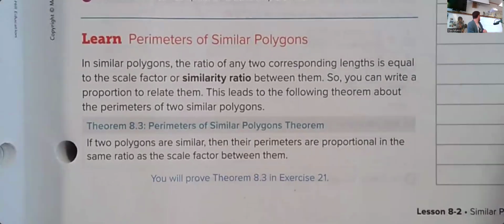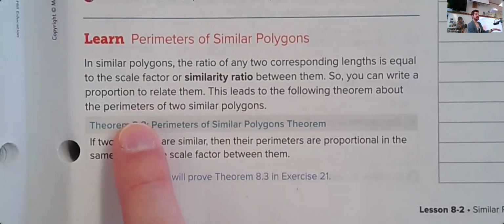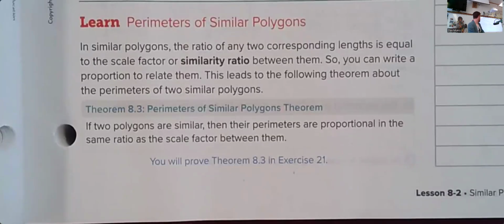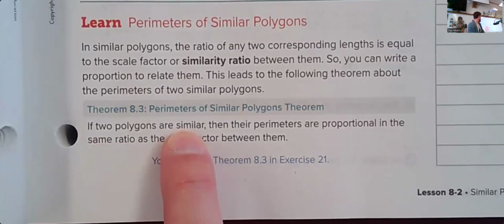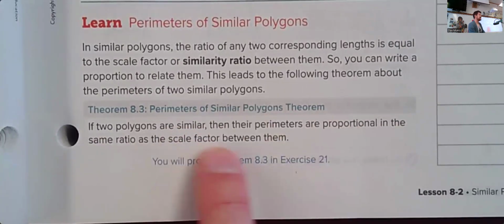In similar polygons, the ratio of any 2 corresponding lengths is equal to the scale factor, or the similarity ratio, which means that you can write a proportion to relate them. This leads to the following theorem about the perimeters, because it doesn't change anything mathematically if you use the perimeters, because the perimeters are just the lengths added up. So if 2 polygons are similar, then their perimeters are proportional in the same ratio as the scale factor between them.